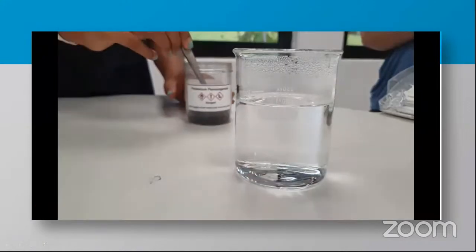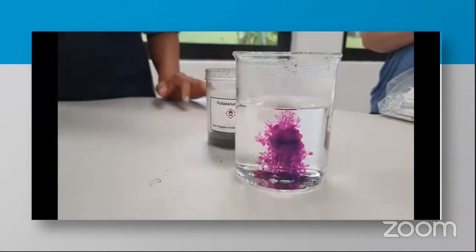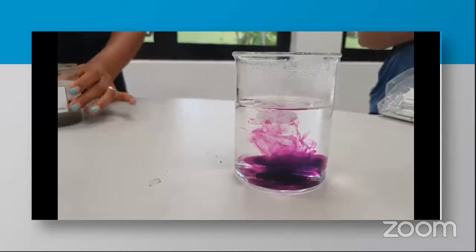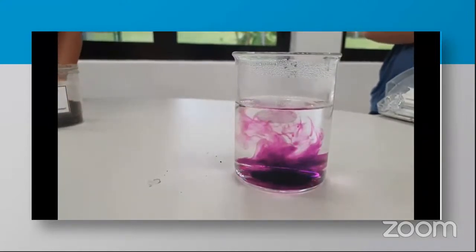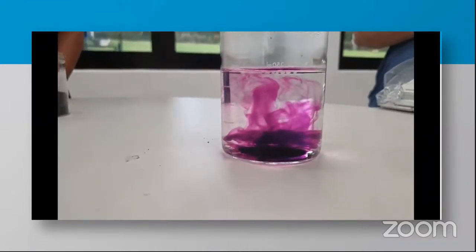They are going to put potassium permanganate in water. Just check on top. There was nothing. Water was clear. Now see what is happening. They are coming. Oh, they're almost filling the whole liquid.